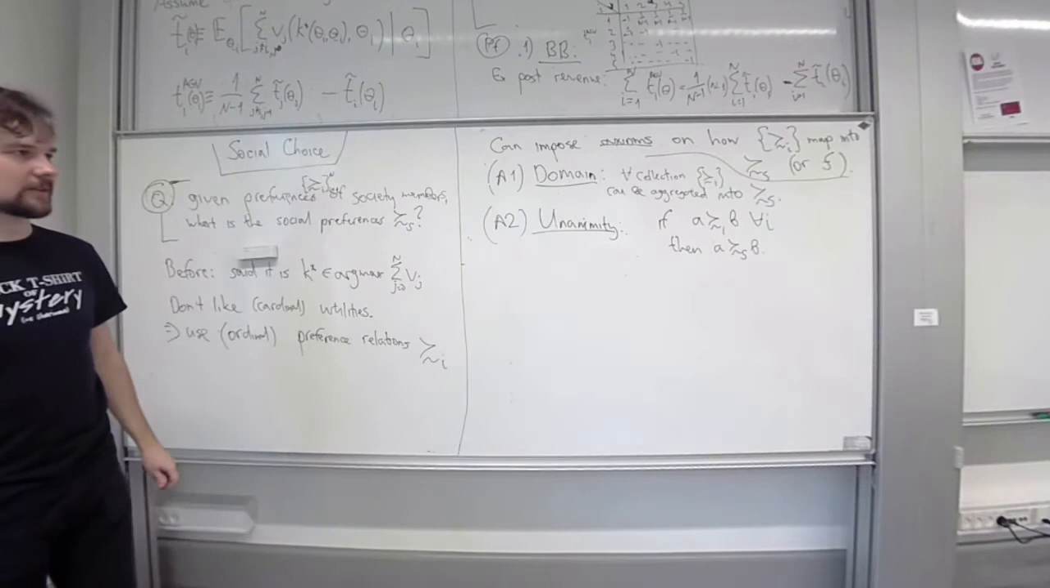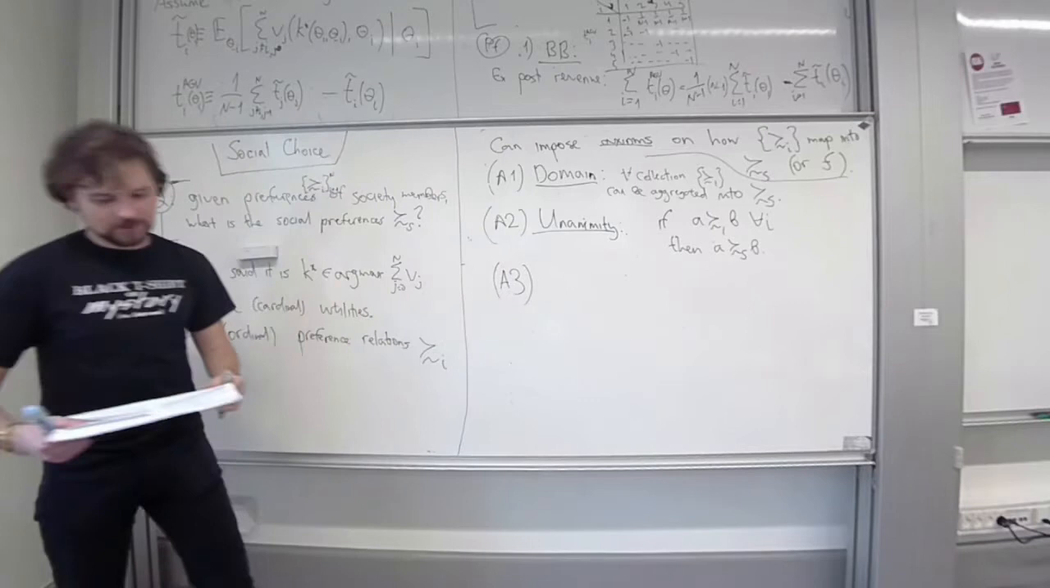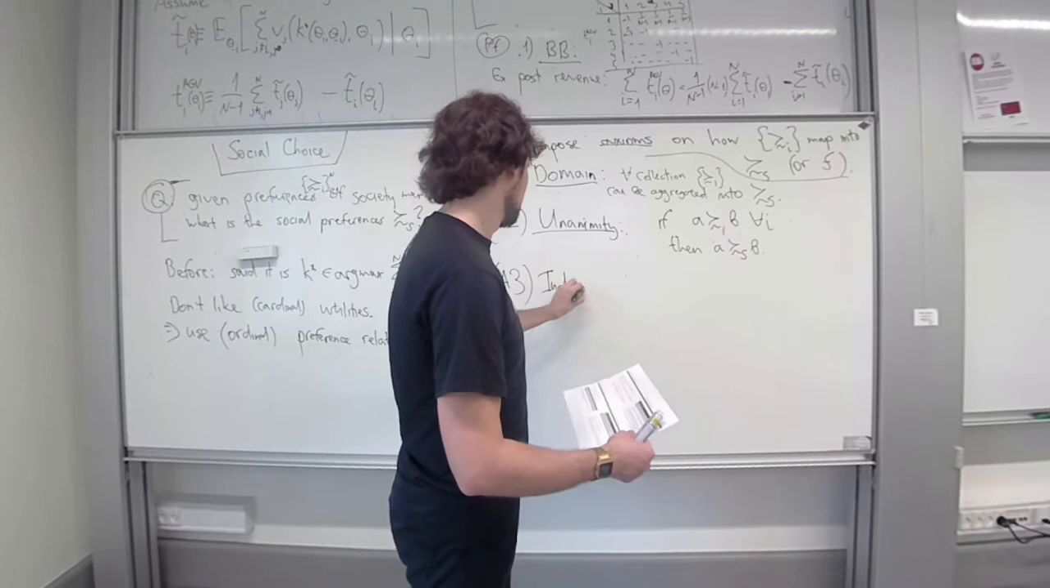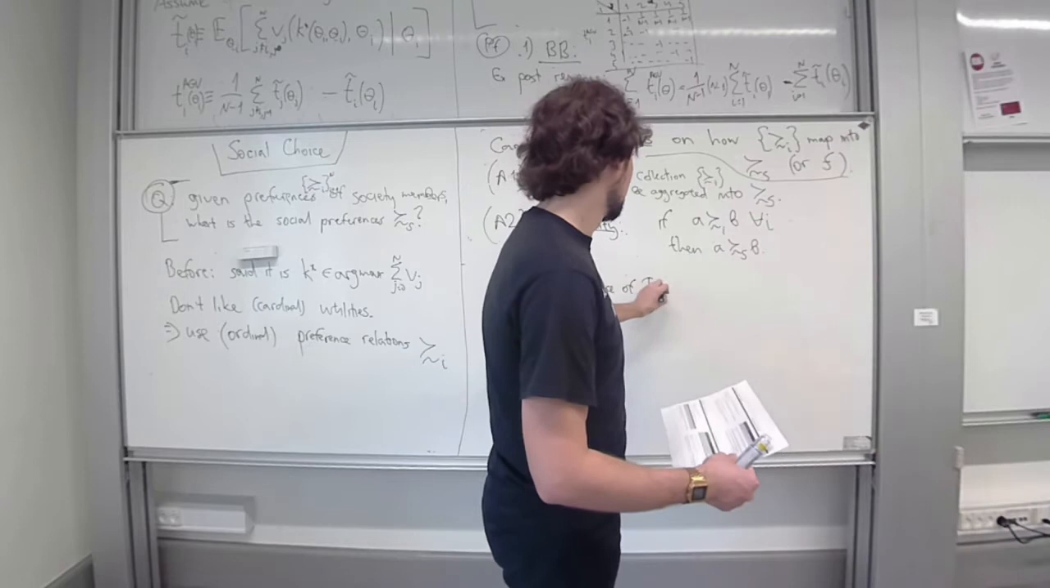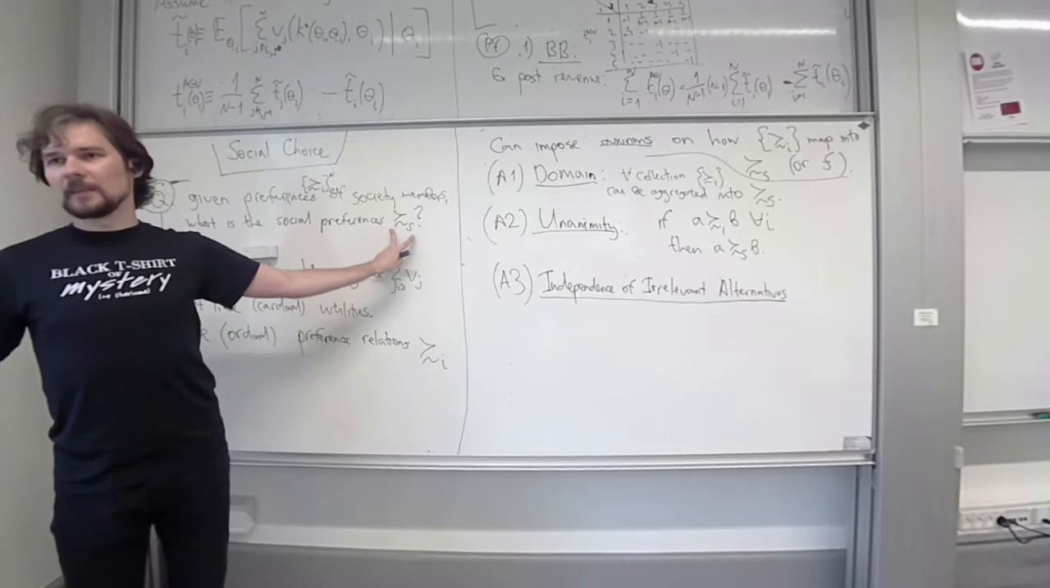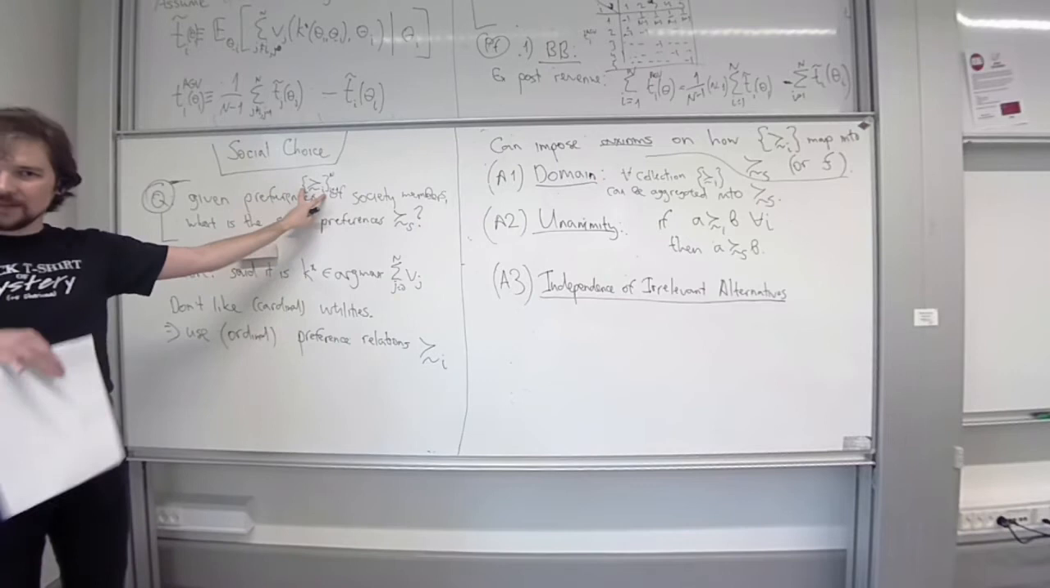Into social preference. And the third axiom that I will introduce, and then we'll take a break, is called the independence of irrelevant alternatives. This is a somewhat slightly mouthy one. So, independence of irrelevant alternatives. And this axiom says that the social preference between the two alternatives should be fully determined by the individual preferences between these two alternatives.